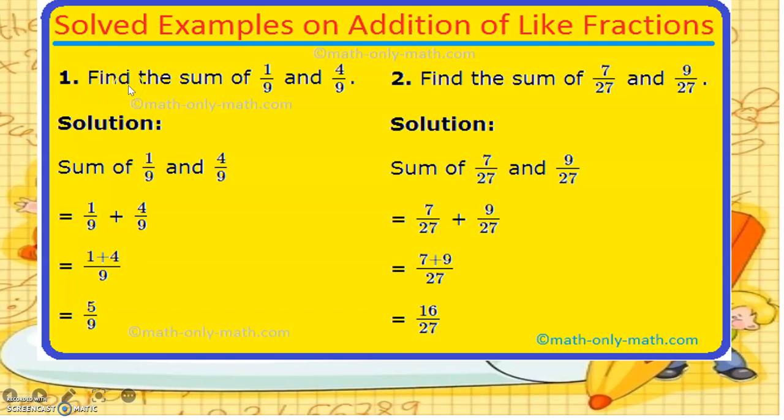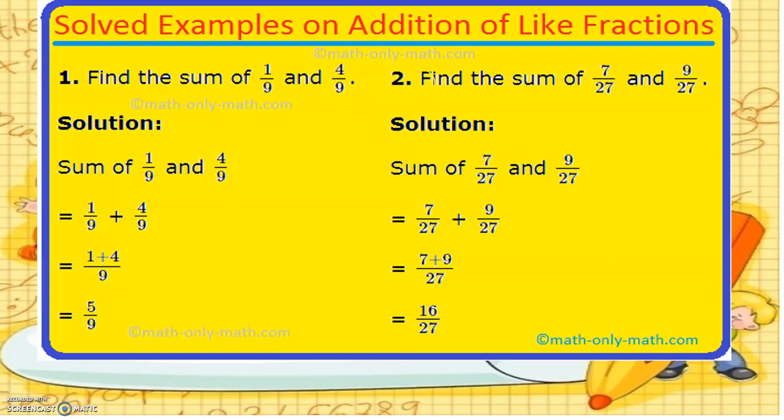Number 1, find the sum of 1/9 and 4/9. Addition of fractions. So, 1/9 plus 4/9. 1 plus 4 is 5, so 5/9. That's very easy, right?